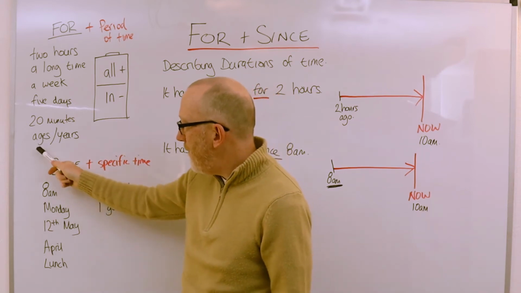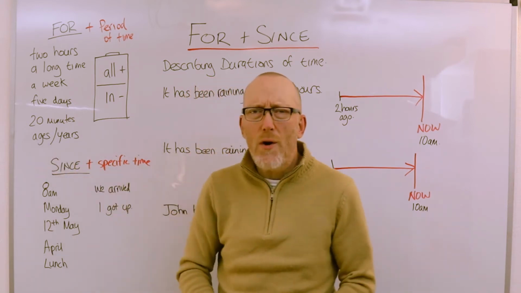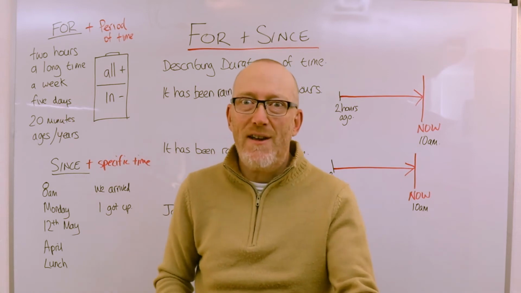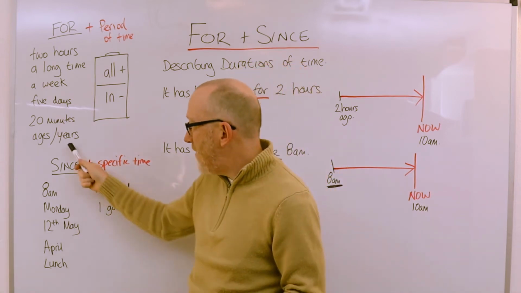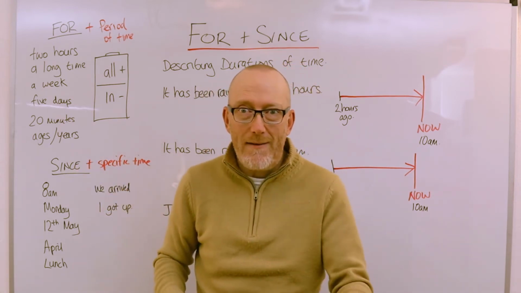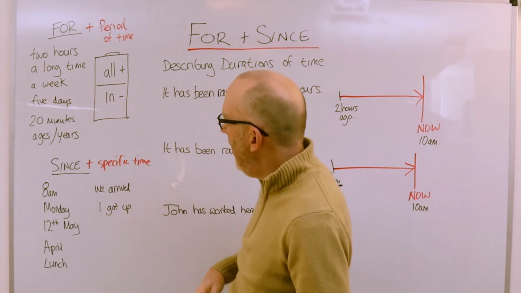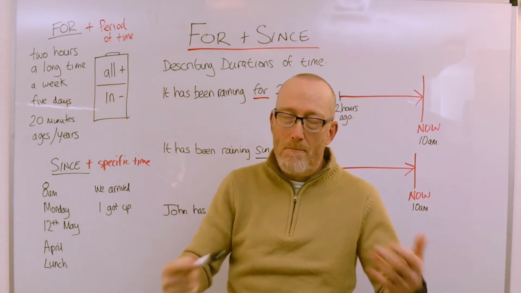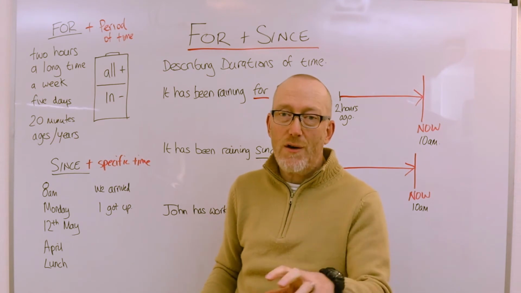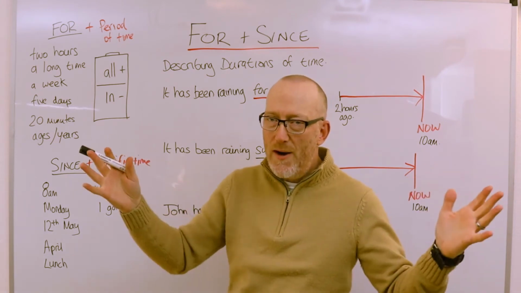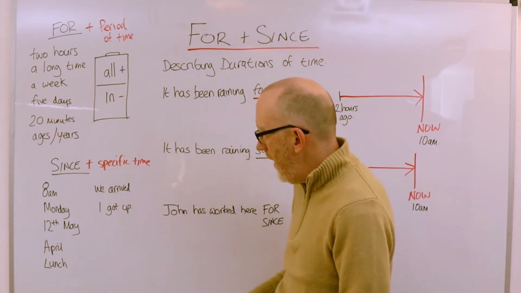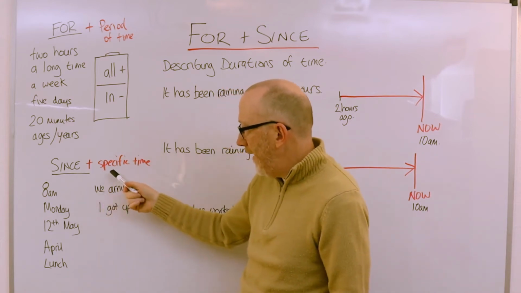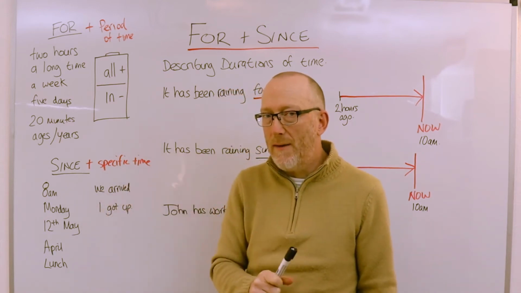And we can also use phrases like ages or years. It has been raining for ages. I have been studying English for years. So there are many, many different ways for you to describe a period of time. But with since, we need a specific starting point.